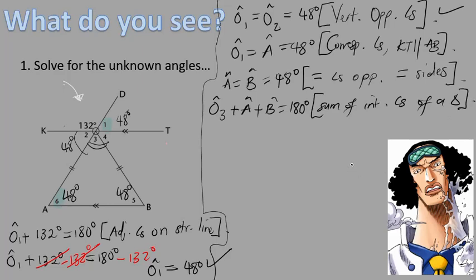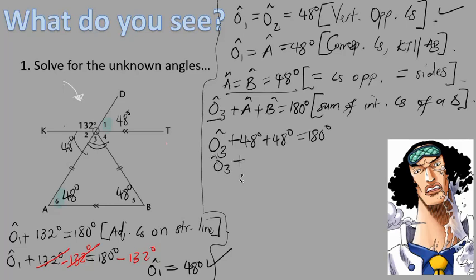Remember this reason. Now, substitution. I'm going to say angle O3. Do you see the angle caps that I'm putting there? If you just write O3 for me without an angle cap, that's wrong. So angle A is 48 degrees, angle B is 48 degrees. We found those. This is equal to 180 degrees. Now, let's add the like terms.